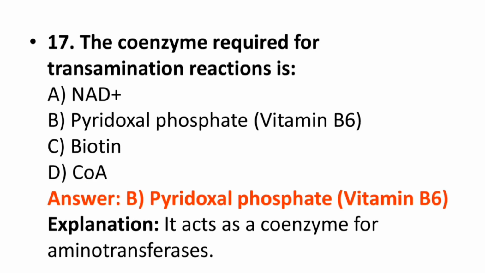The coenzyme required for transamination reactions is option A, nicotinamide adenine dinucleotide, option B, pyridoxal phosphate, option C, biotin, option D, coenzyme A. The correct answer is option B, pyridoxal phosphate. It acts as a coenzyme for aminotransferases.